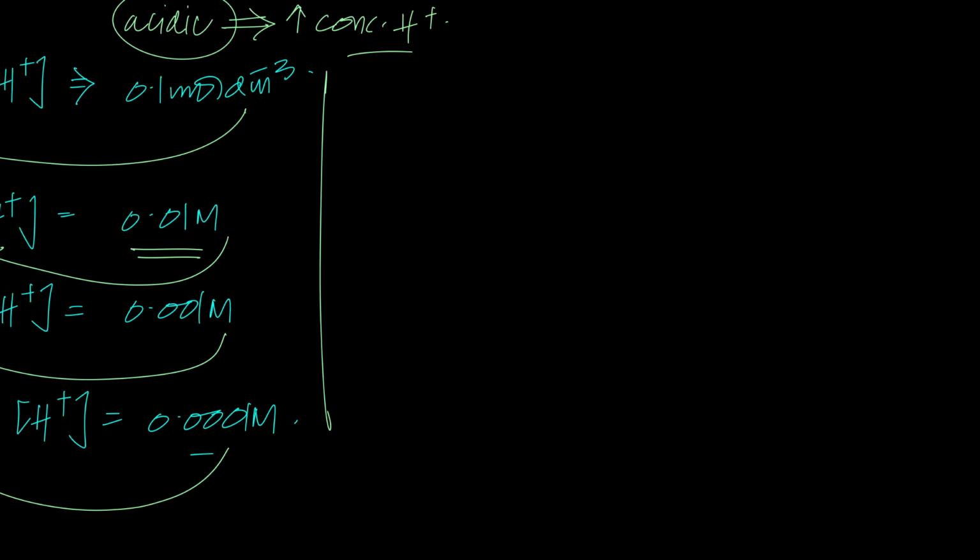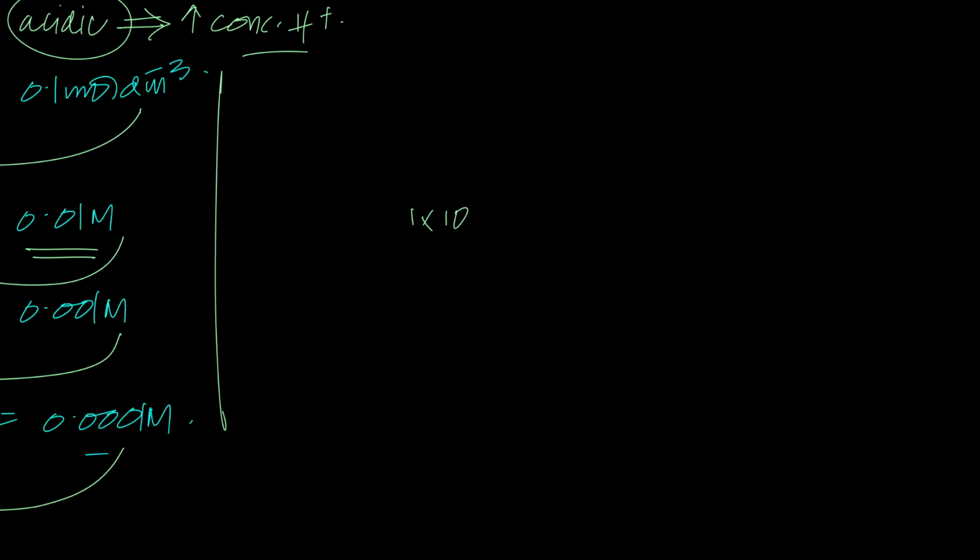Let's suppose you have a concentration of hydrogen ion which is 1 into 10 raised to the power minus 3. What would be the pH for it? This is the concentration of hydrogen ions. What would be the pH for it? The pH for it would be 3. Right? How beautiful. What if you have 1 into 10 raised to the power minus 5 hydrogen ions?